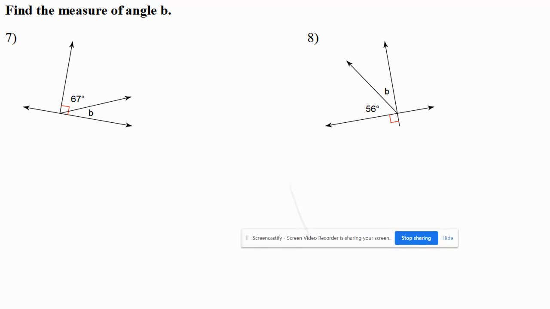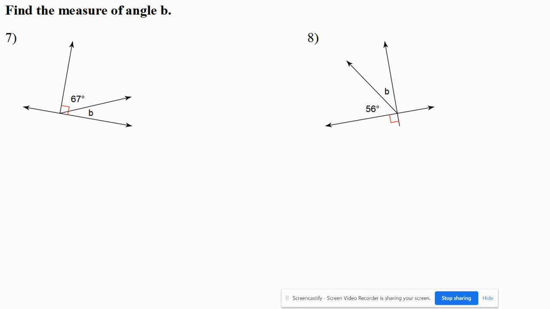So for the first part, I'm going to ask you guys, find the measure of angle B. Now, I noticed that these two angles combined make 90 degrees. Notice how there's a little red box, that means 90. So I know these are combined, they make 90 degrees. I'm talking about, in this case, complementary angles. So I know that 67 plus B is equal to 90.